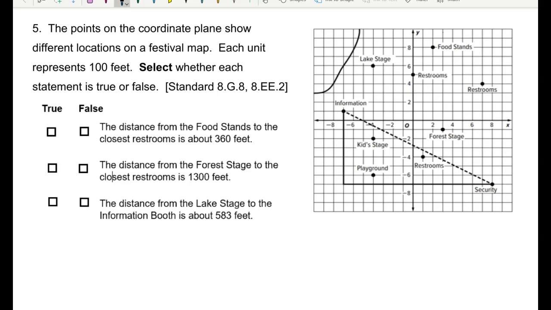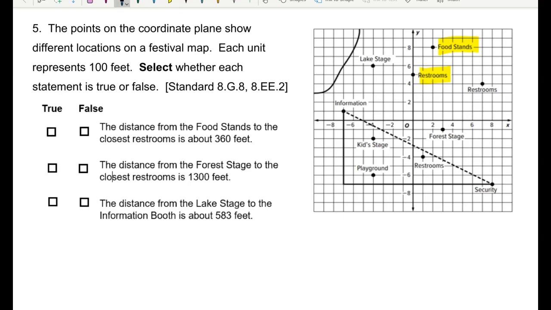Alright, so we have the map on the right side, and the first statement is: the distance from the food stands to the closest restrooms is about 360 feet. First of all, we need to look on the map and find where the food stands are. Food stand is right here, and the closest restroom, I believe, is this one. So we're going to find the distance from the food stands to the restroom.